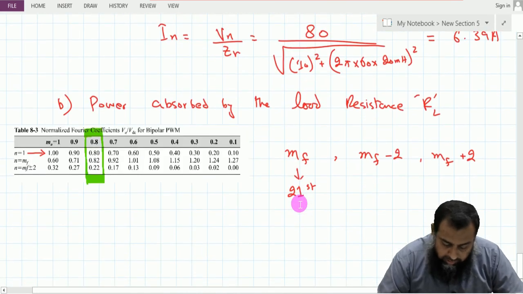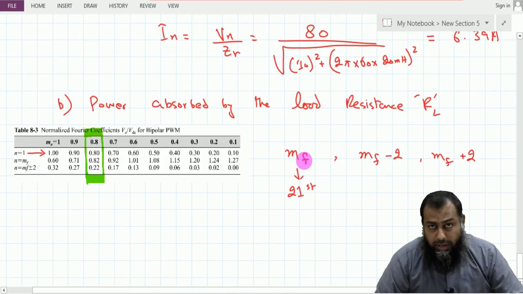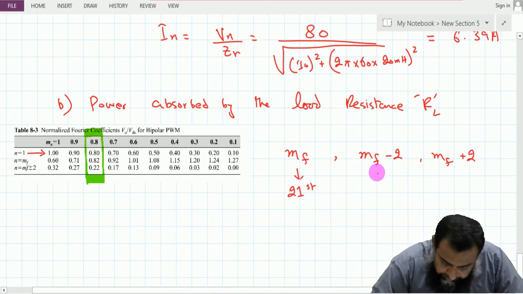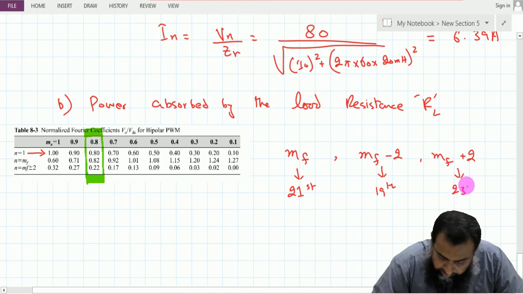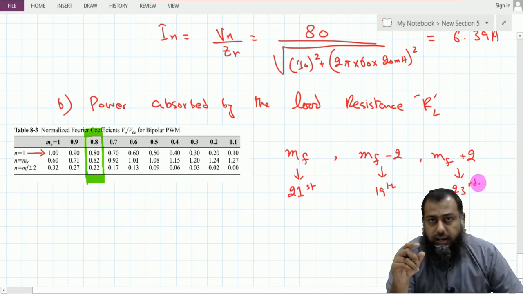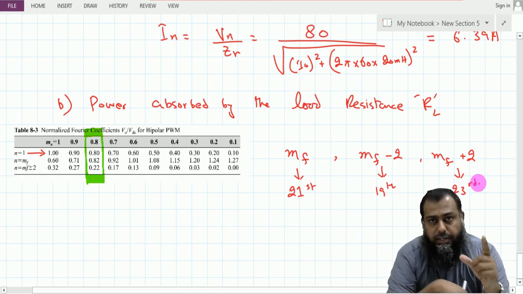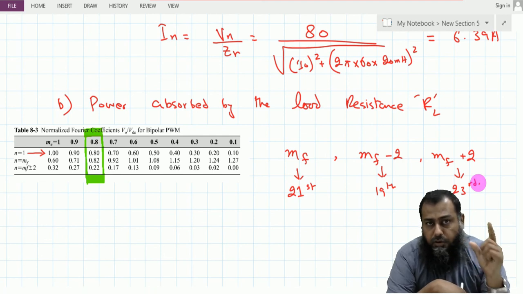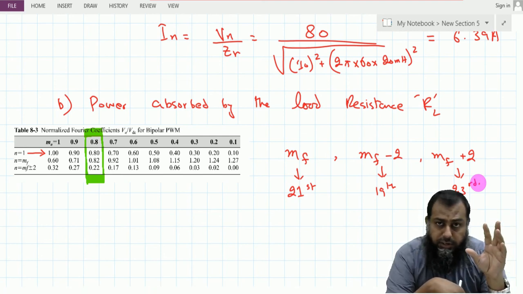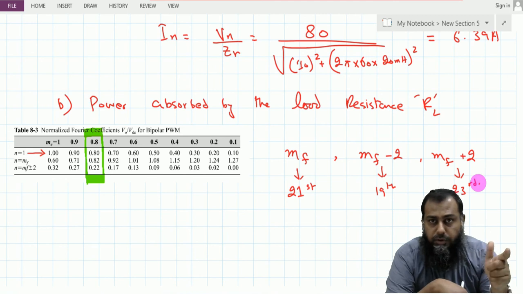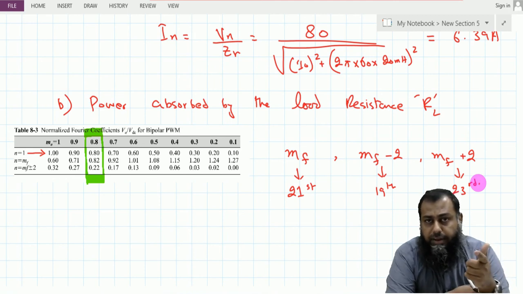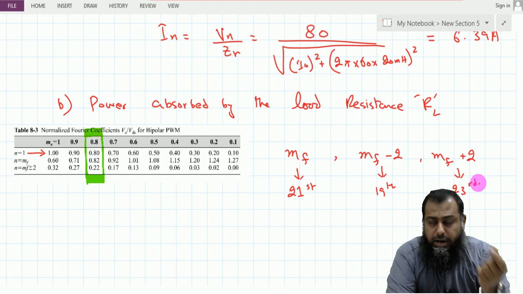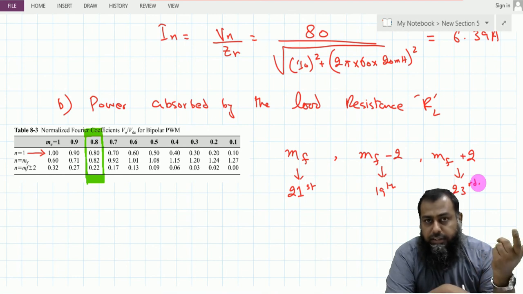So the frequencies that will appear in the spectrum are at the 21st, then at the 19th, and then at the 23rd harmonic. So you can see here that right after the fundamental frequency, we are not experiencing low frequency harmonics. Rather, the frequency spectrum starts from the 19th harmonic, which is far away from the fundamental component, and therefore the filter design is quite easy.